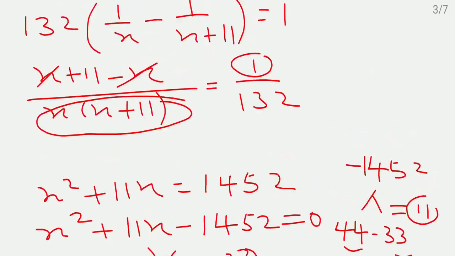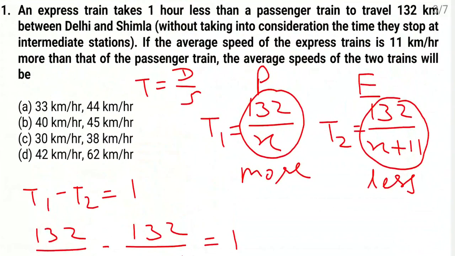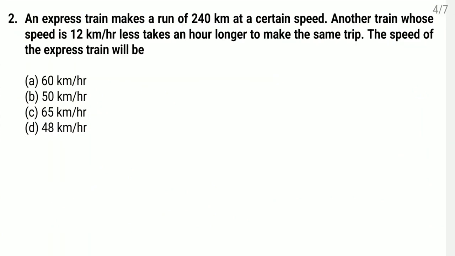Now just see the options. The first option is the correct one: 33 and 44 kilometers per hour, the speed of both the trains. Right? Come to the second question.